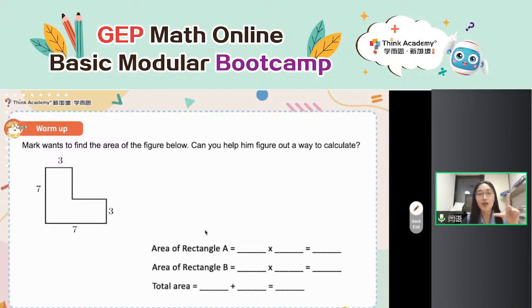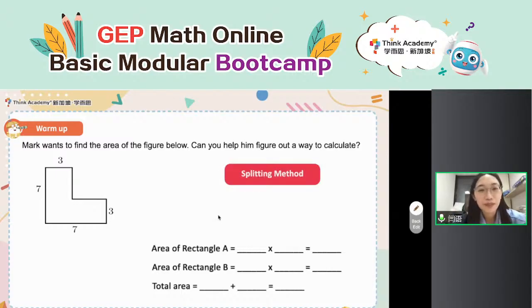Again, this is the L shape. Can we still use the push out method? Can or cannot? Cannot. Okay, everyone, you cannot change the area. So here, let's have a look.